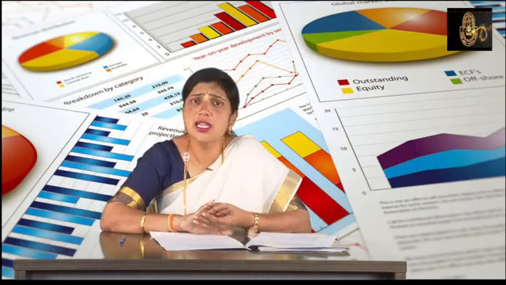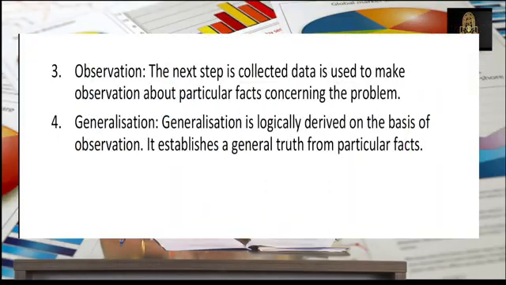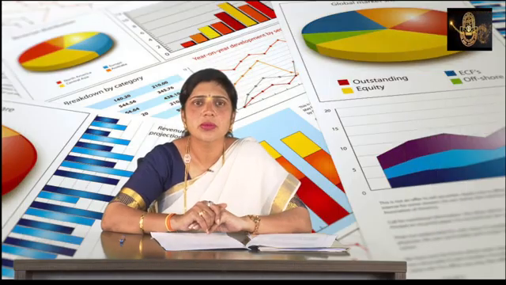The third step is the observation. Whatever data we have collected is used to make observations about particular facts concerning the problem. The fourth one is generalization. Generalization is logically derived on the basis of observation. It establishes a general truth from particular facts.